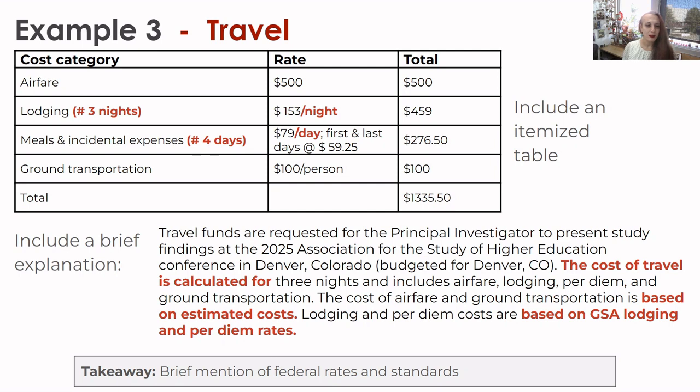As we look into the description below, we'll see that travel funds are requested, just describes what they will be used for, and then the cost of travel is calculated for the amount of nights, and it mentions that it's based on estimated costs when we don't have standards for it, like ground transportation. But when we do, like lodging and per diem, then it's based on GSA rates. Those are federal rates that are available on the internet, constantly updated, and by geographical region as well. So a takeaway here is just the brief mention of these federal rates and standards.